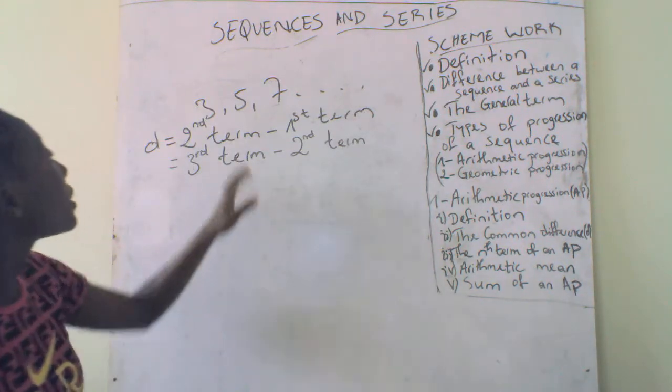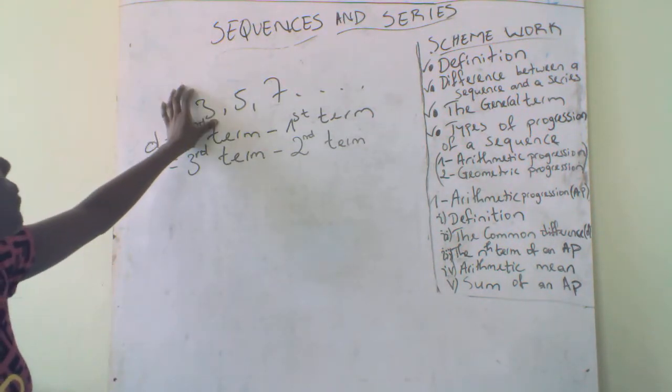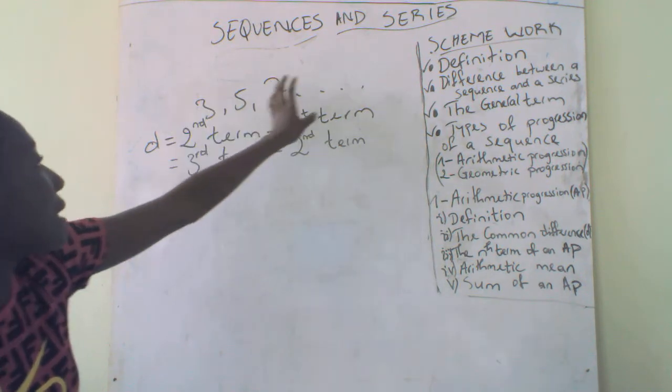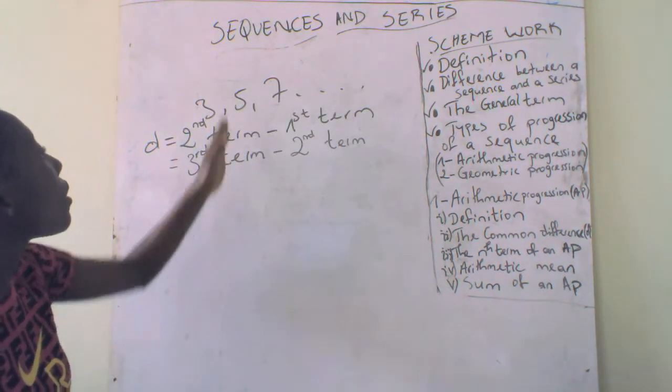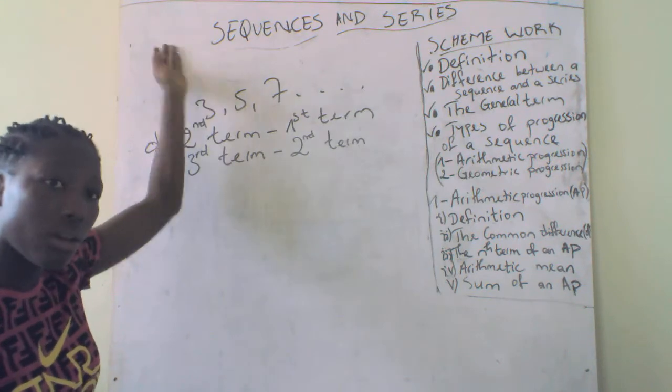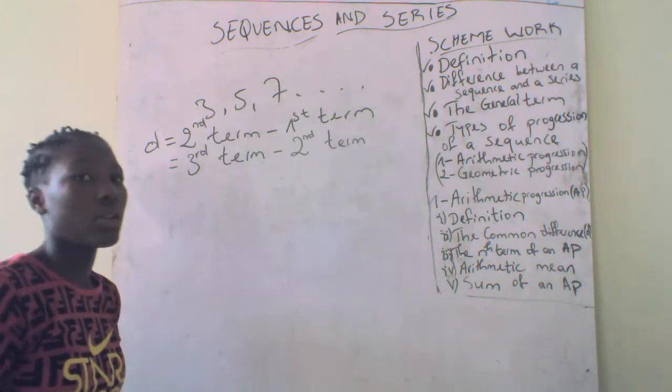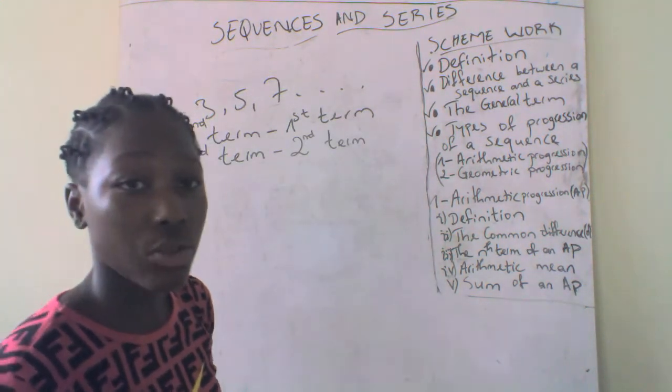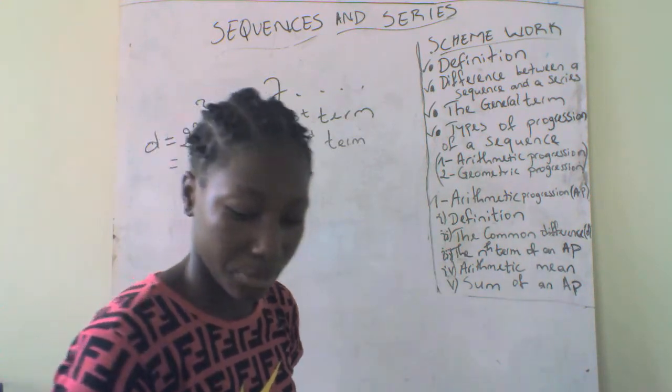So for example, if we are asked to look for the common difference of this sequence, we are just simply going to do 5 minus 3 or 7 minus 5. We're still coming to the same answer.